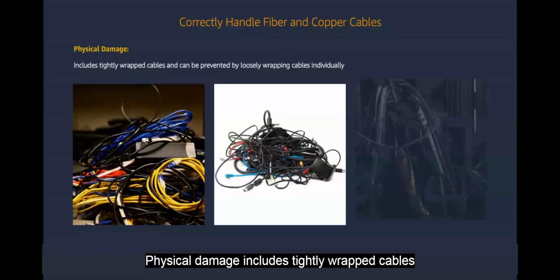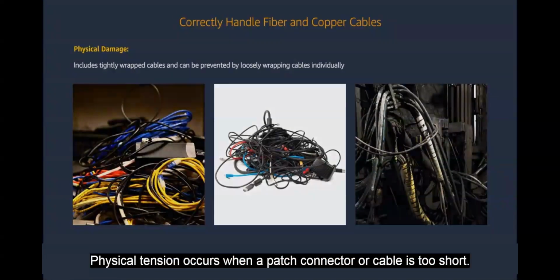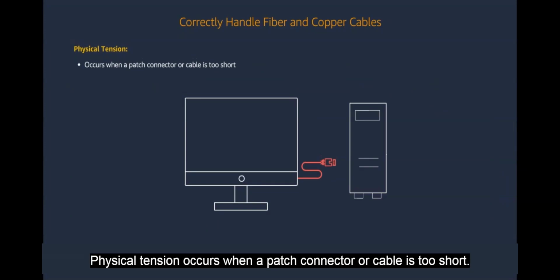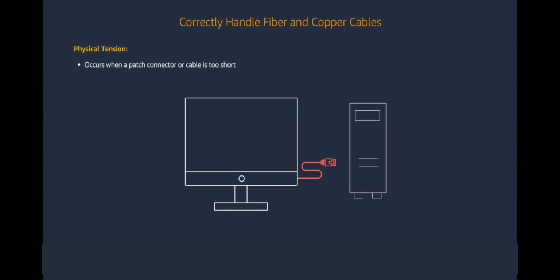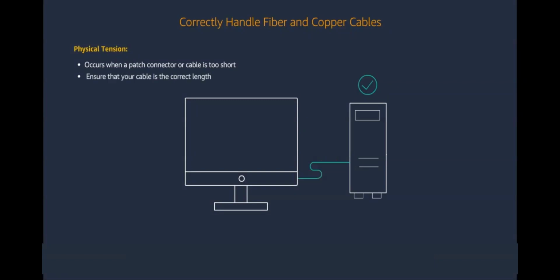Physical damage includes tightly wrapped cables and can be prevented by loosely wrapping cables individually. Physical tension occurs when a patch connector or cable is too short. In this case, ensure that your cable is the correct length.